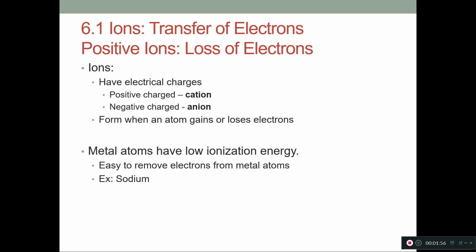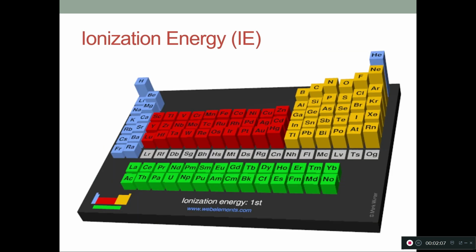Metal atoms, as we saw in the previous video, have low ionization energy, so they are more likely to give up an electron. For example, sodium. We saw this with the ionization energy, where things in the metals over here on the left are going to have lower ionization energy. It's easier to remove electrons, whereas the nonmetals over here are going to have higher ionization energy, so it's more difficult to remove electrons from them.